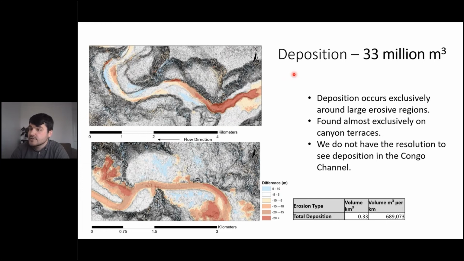And then deposition. There isn't much deposition compared to the amount of erosion in the canyon and the channel. Deposition comes to about 33 million cubic meters. It's found almost exclusively on the canyon terraces. However, in the Congo Channel, where the resolution is about 15 meters, we probably don't have the resolution to actually see the deposition, as it's highly likely that there's more deposition in a thin layer throughout the entire system at a thickness that's less than our resolution.